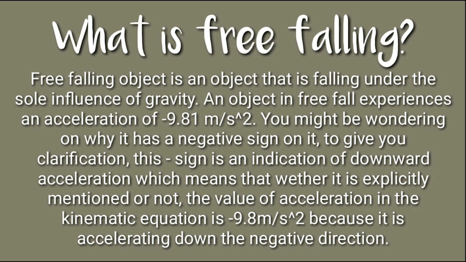You might be wondering why it has a negative sign. To give you clarification, this negative sign is an indication of downward acceleration, which means that, whether it is explicitly mentioned or not, the value of acceleration in the kinematic equation is negative 9.81 meters per second squared because it is accelerating down the negative direction.